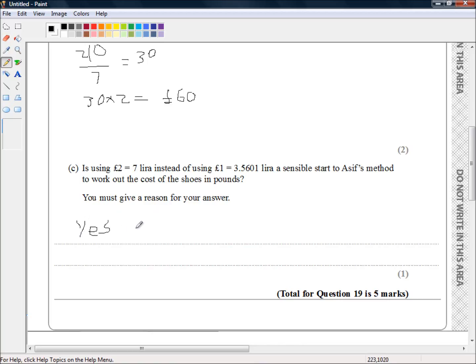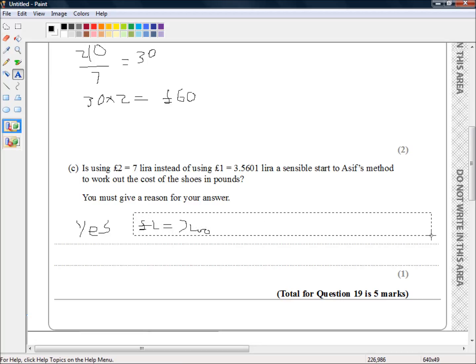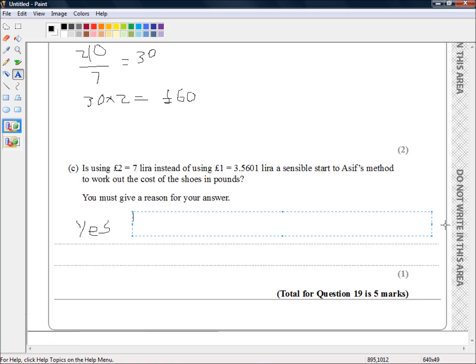And the reason is that £2 equals 7 lira. Yeah, my writing is terrible. I am going to type rather than write. £2 equals 7 lira is £1 equals 3.5 lira. That's just dividing the 7 by 2 to get 3.5.